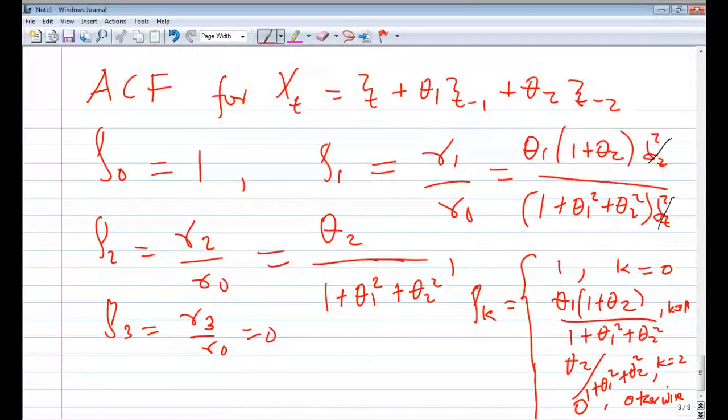Any question before I go to the real numbers now? Last time you asked how we calculate autocovariances and the autocorrelation function using real numbers. So we're going to do that immediately after this one. So any question?